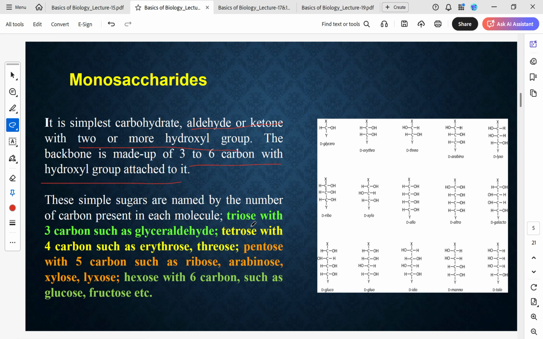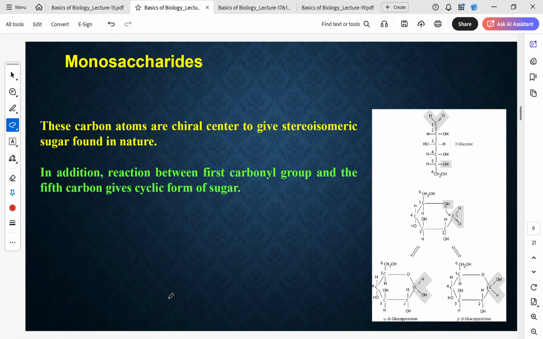These are simple sugars. Therefore, the nomenclature is made by the number of carbons present in each molecule. Triose with 3 carbons such as glyceraldehyde, tetrose with 4 carbons such as erythrose and threose, pentose with 5 carbons such as ribose, arabinose, xylose, lyxose, hexose with 6 carbons such as glucose and fructose. These carbon atoms are chiral centers. So chirality is when there are 4 different functional groups attached to a single carbon to give stereoisomeric sugars found in nature.